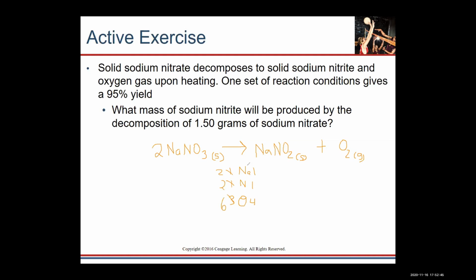Okay, and then we'll put a 2 on the sodium nitrite. That'll be 2 sodium, 2 nitrogens, and then 4 oxygens, plus the other 2, that's 6. Okay. So is that balanced? Yeah. Good job. Okay, so now we have a balanced equation. What's next?